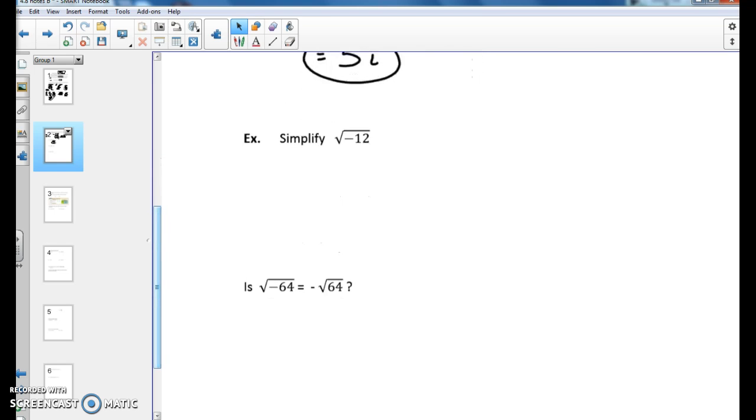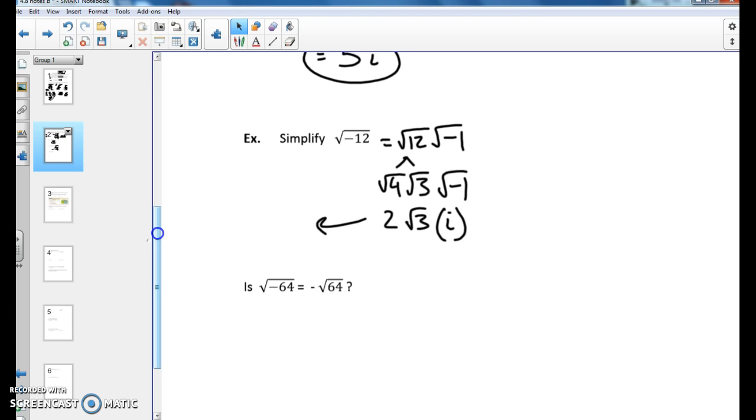The next one, simplifying the square root of negative 12. Okay. Think of this as square root of 12 times square root of negative 1. So that means we're going to give me square root of 4, square root of 3. And then this is square root of negative 1. So square root of 4 is 2. Square root of 3 stays. This guy becomes i. So then our answer is going to be 2i times the square root of 3.